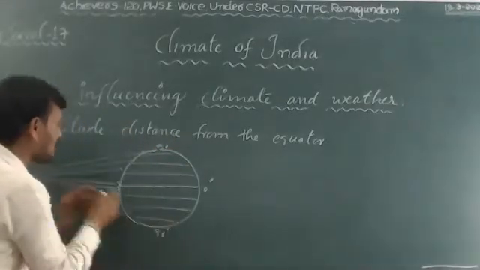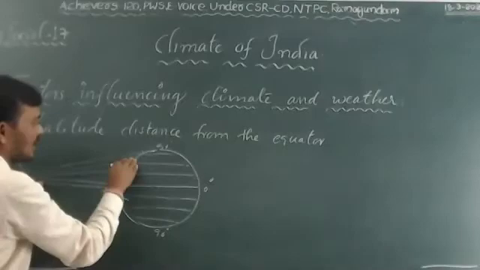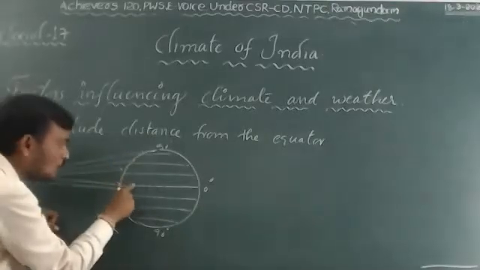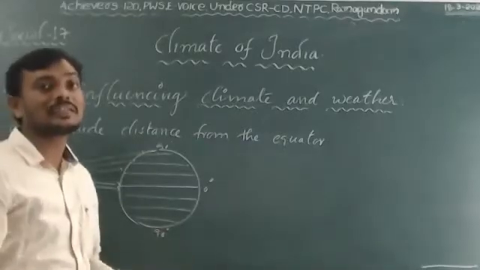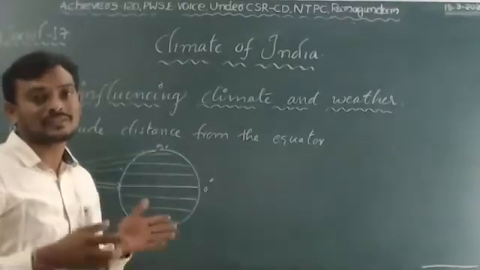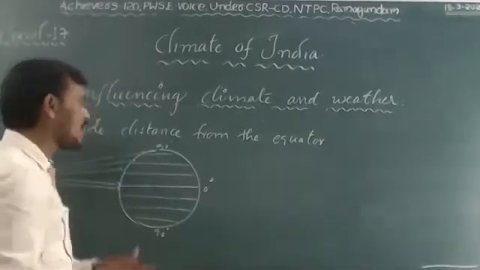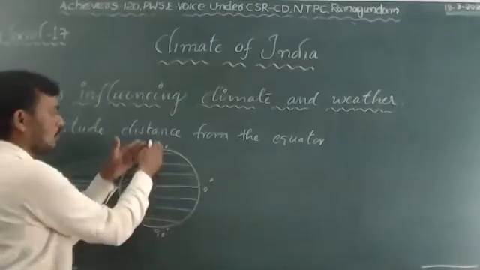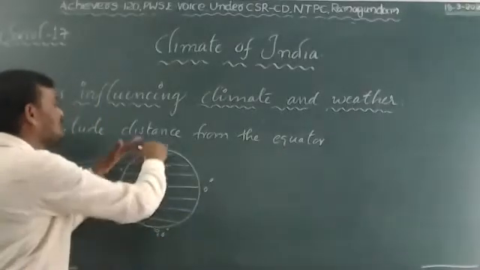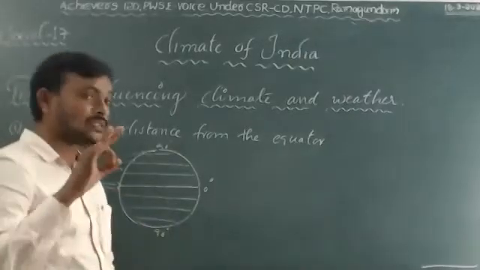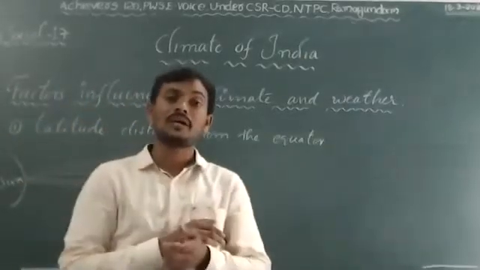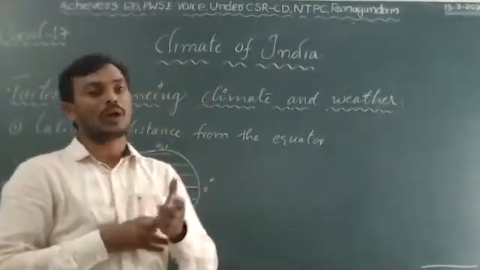This is the reason the sun rays falling upon the Earth's surface become slant while moving towards the two poles. So the average temperature of the Earth's surface decreases as we move from the equator towards the two poles. Based on the temperature received, the Earth can be classified into 3 zones: tropical, temperate, and polar zones.